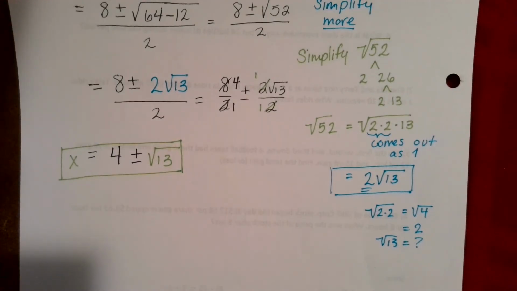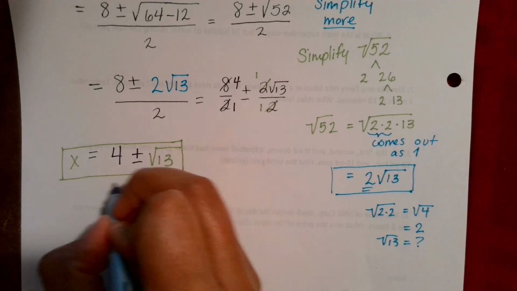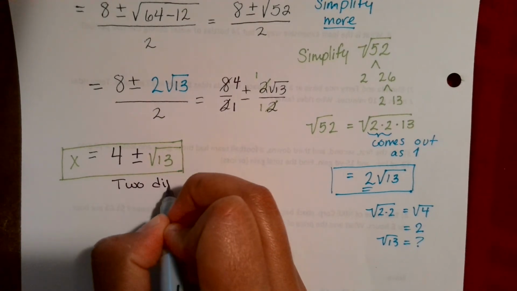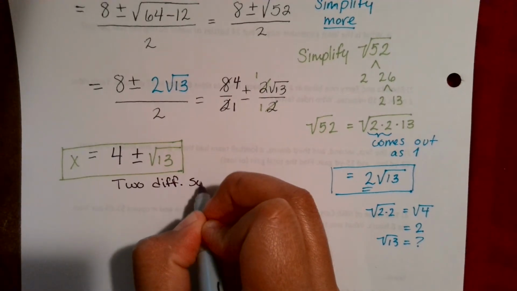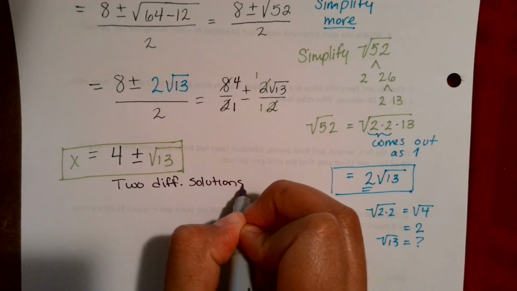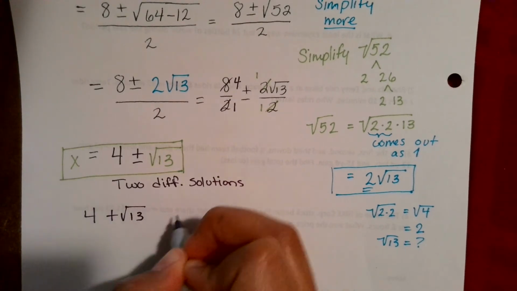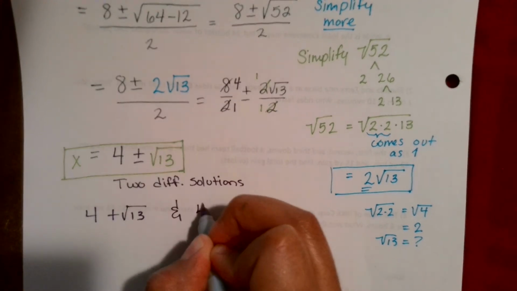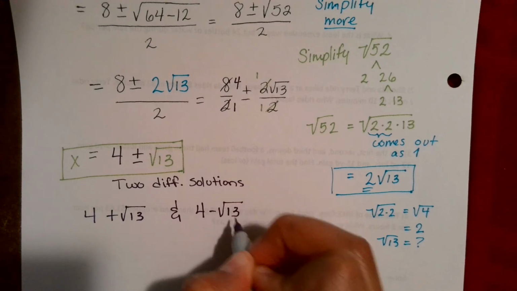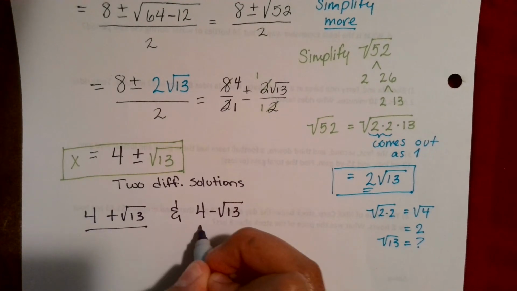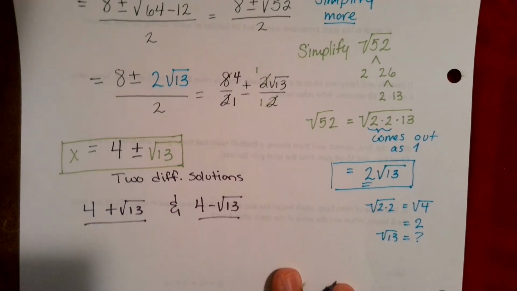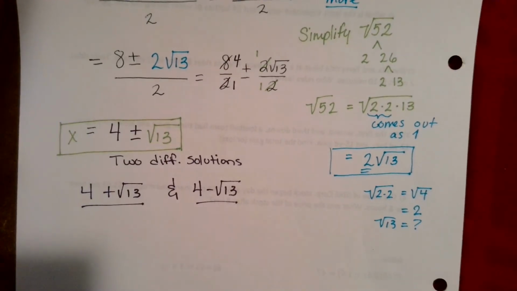And always remember that that does represent 2 different solutions. This is 2 different solutions. The first one being 4 plus the square root of 13, and the second one being 4 minus the square root of 13. So that is 2 different solutions because one's positive and one's negative.